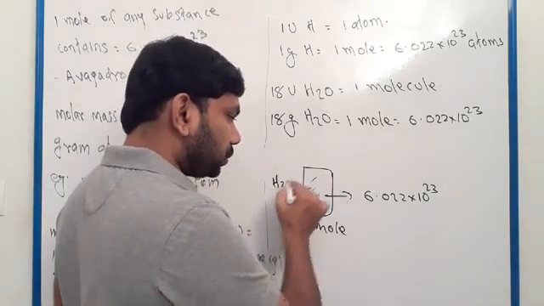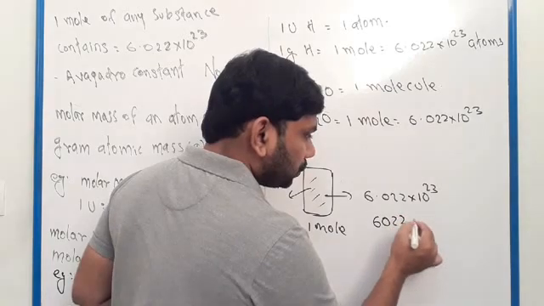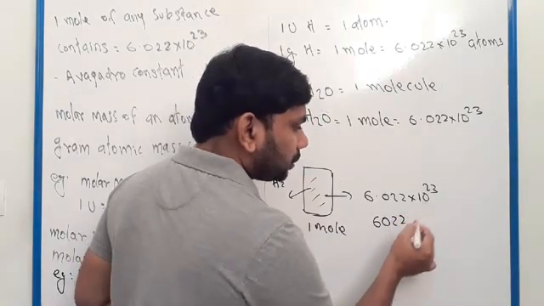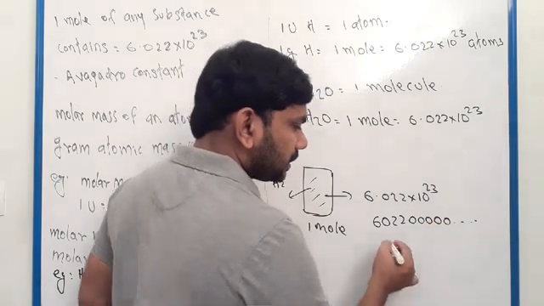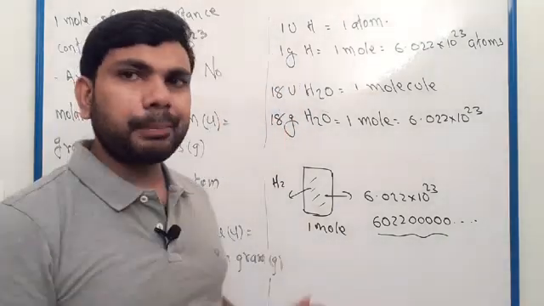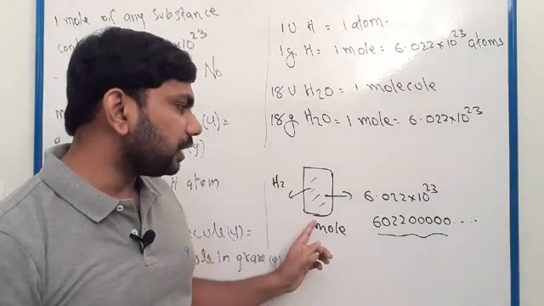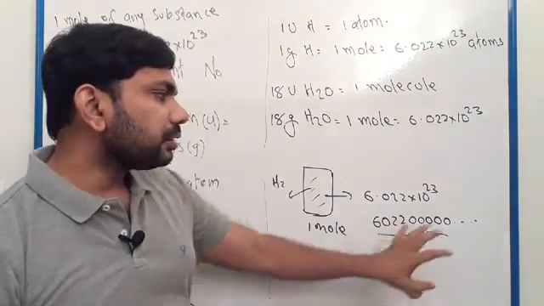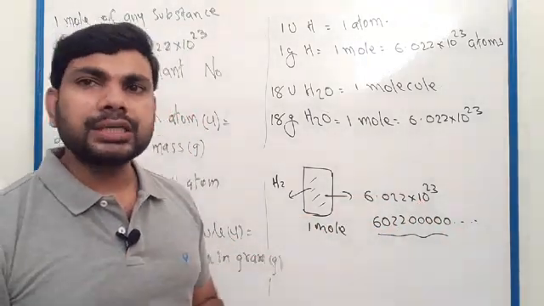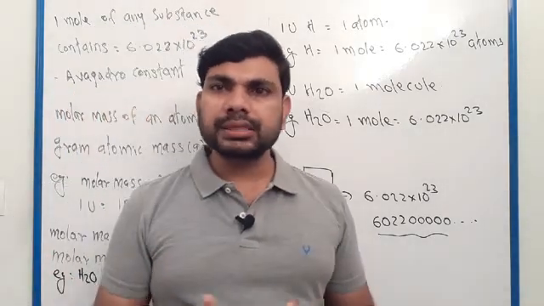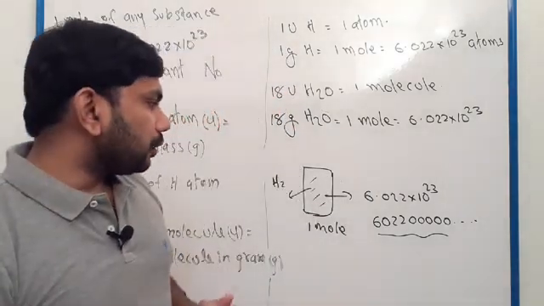Okay, 1 mole H2. So it contains 6.022, then you have to write zeros till 20. This is one number. This is a very big number. So 1 mole H2 means it contains this many atoms. This is experimentally proved. It is not an imaginary concept.